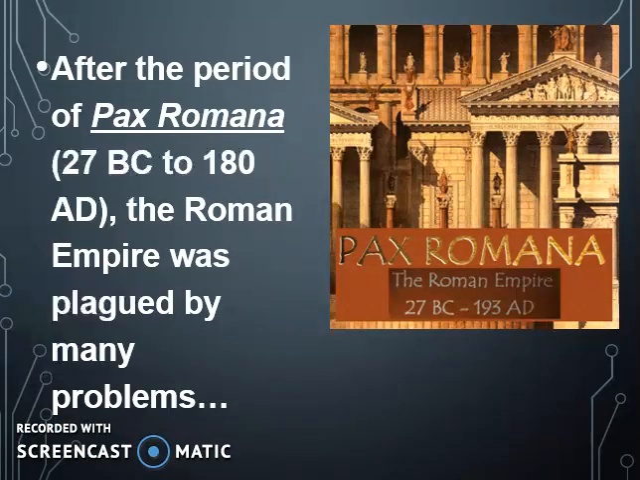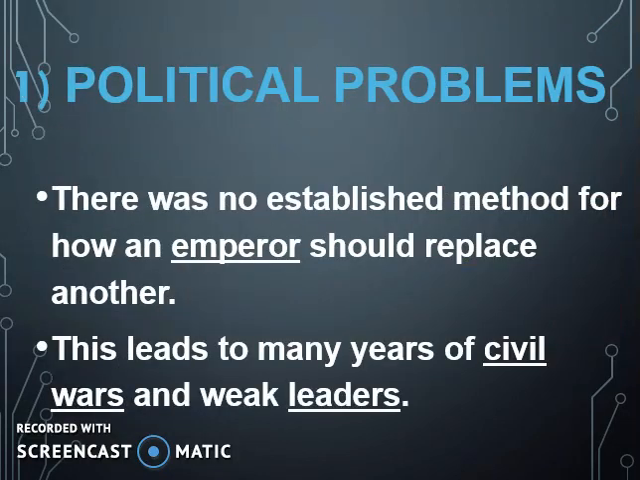After the period of Pax Romana, which lasted about 200 years, from 27 BCE to 180 CE, the Roman Empire was plagued by many problems. We're going to go through some of those here. First, political problems. The political problems include the following. There was no established method for how an emperor should replace another.